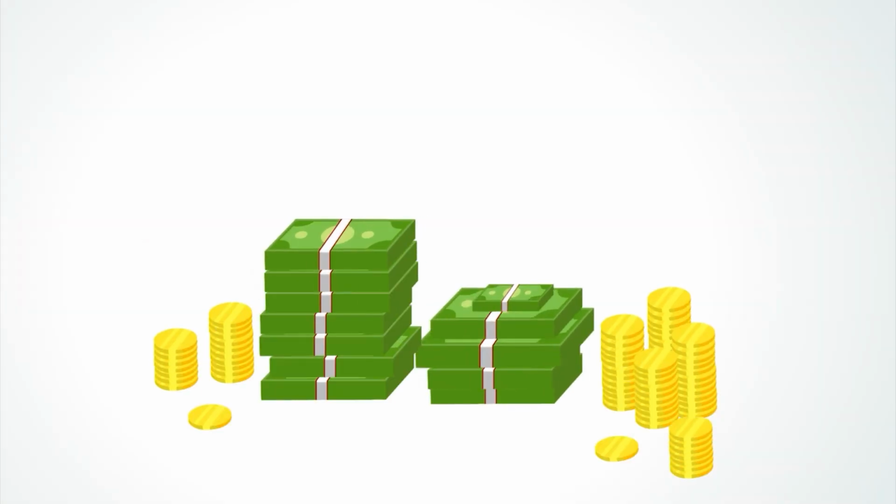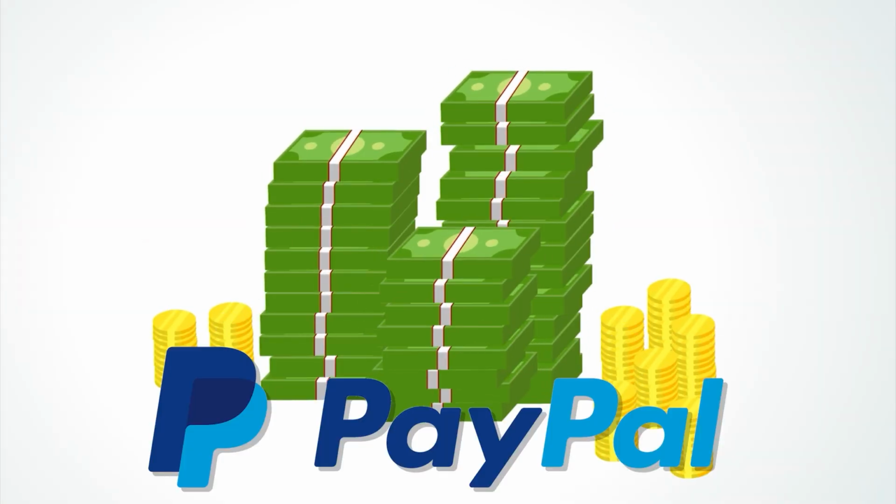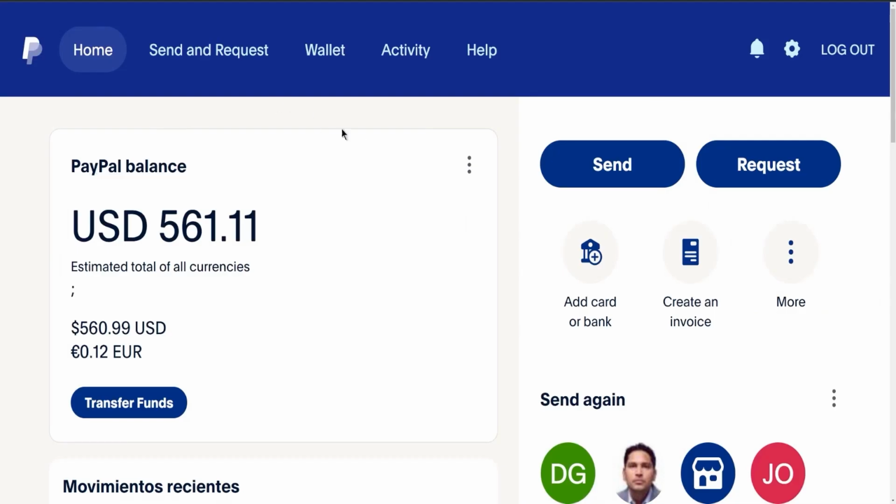To withdraw money from your PayPal account directly to your bank account, you first need to log into your PayPal account. The money will be available here, and then you will click on where it says Add Card or Bank right here on the right where this bank icon with a plus sign appears.